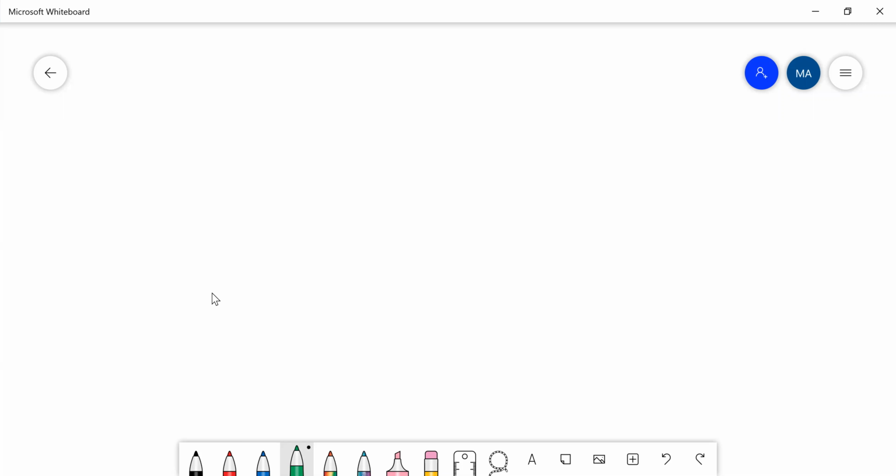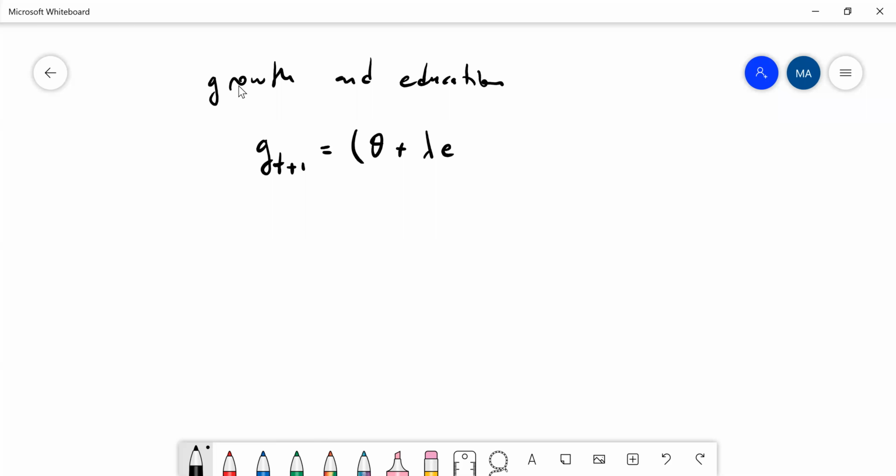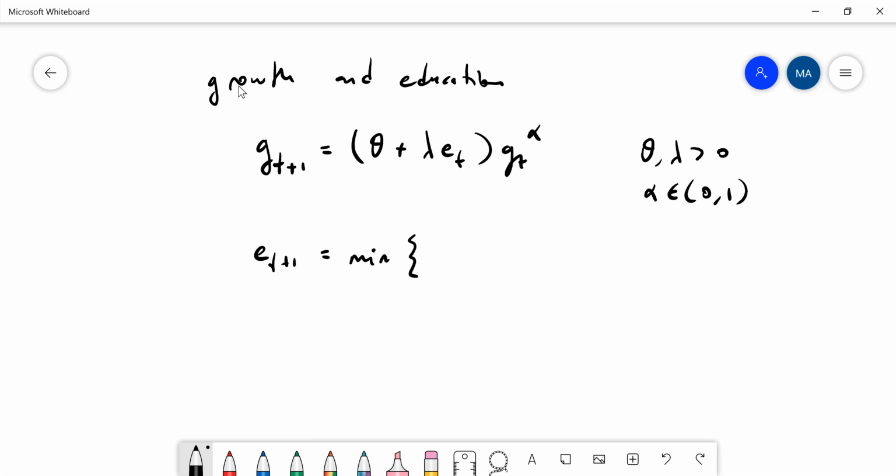So in this example, we have growth and education. The relationship is like this. Economic growth rate will depend on education in this way. Here theta and lambda are positive numbers and alpha is between 0 and 1. And education will also depend on growth, but in this way, where beta and psi are greater than 0.